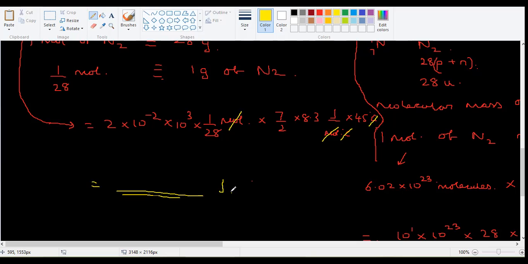Okay. Let's see if that is true. So this is 7 and 28 will cancel to 4. 4 into 2, approximately 8. So 2 into 45, it will give me 90. And then there is extra 10 here. So that will give me around 900. Any questions, any doubts?